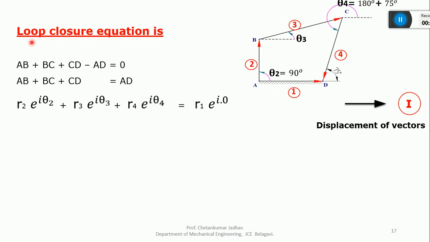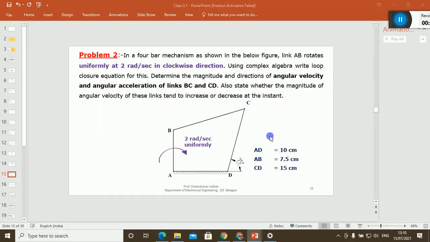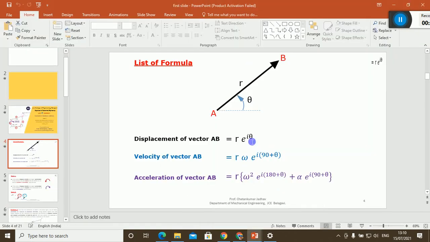The summation is 0. As per the statement of the loop closure equation, the summation of displacements of all the vectors is 0. After that, I'll shift this AD towards my right for convenience. Since it is negative, I'll shift it to the right and it will become positive. As I said, the displacement of each vector can be written as r into e raised to i theta. I have given the formula. There are three formulas: one for displacement, one for velocity, and one for acceleration. Here, the displacement of a vector can be written as r into e raised to i theta.